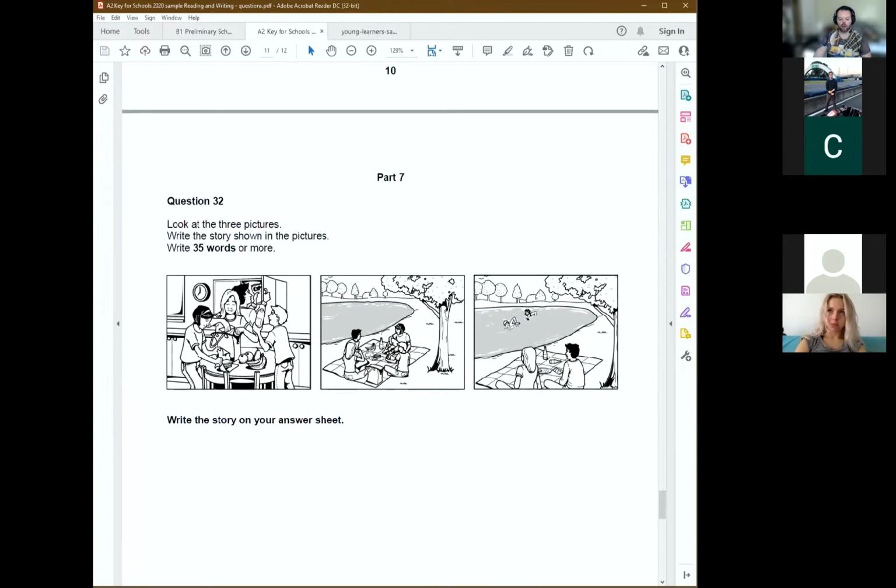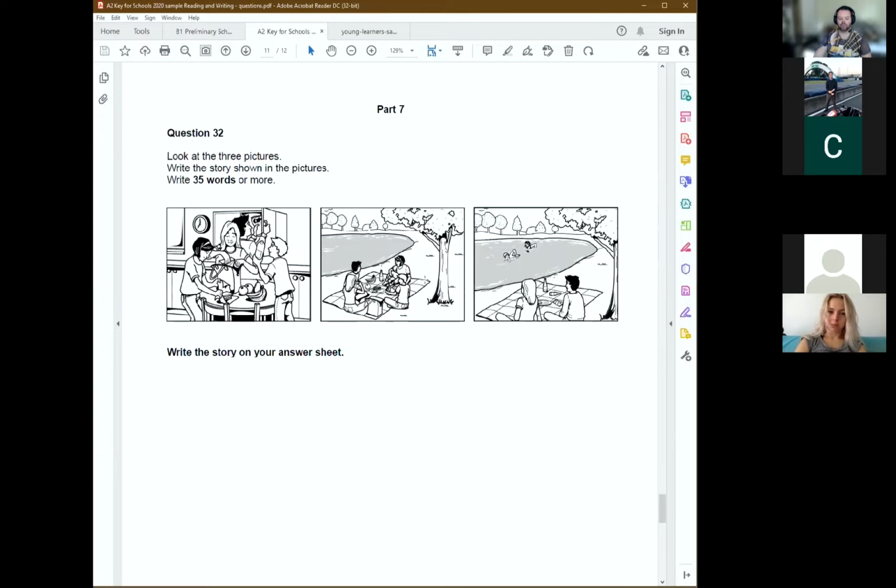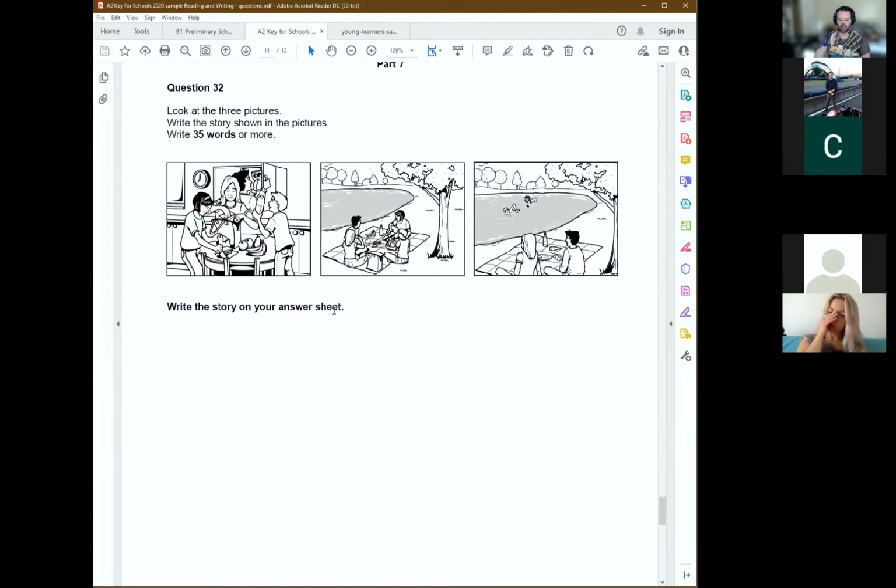And then the final part, again, we have 3 pictures, but you can see at a glance that these are more serious pictures. And the expectation is a bit higher than it was in the flyers. In the flyers, the minimum expected was about 20 words. Now we're looking at 35 words or more. And again, they have to write the answer on the answer sheet itself.